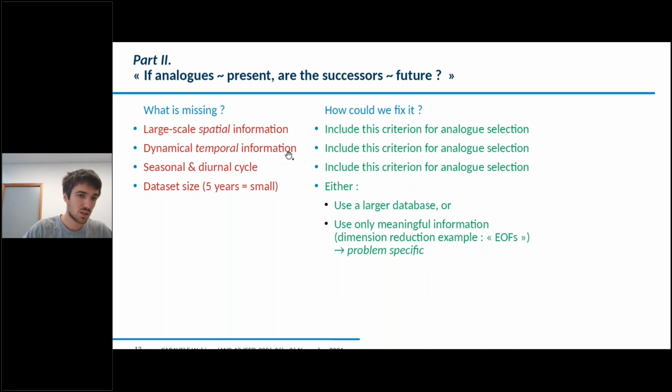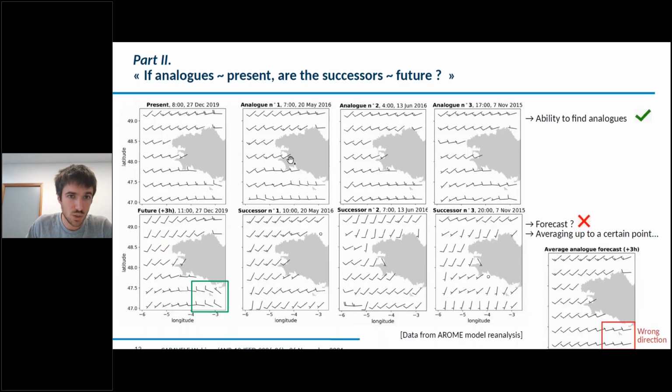We're also missing maybe some temporal information. We're not using data from the close past, we're just using data from the present, but we can also use data from the close past. And also we're missing the seasonal and diurnal cycle. Let me show you why.